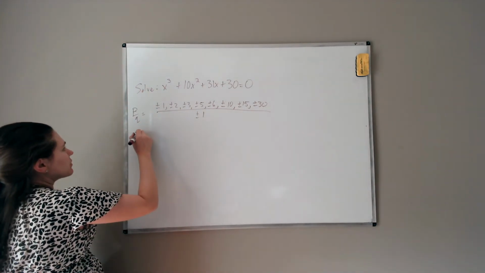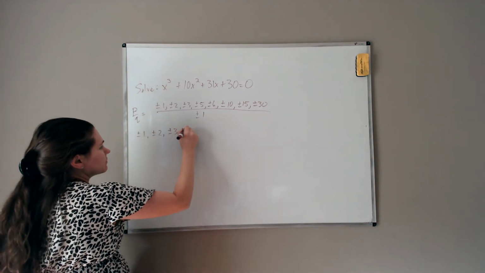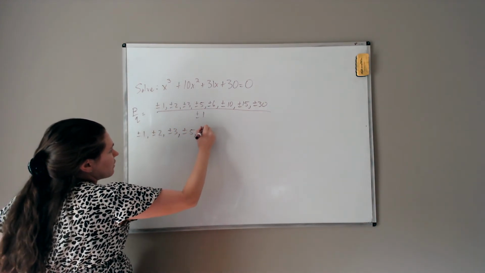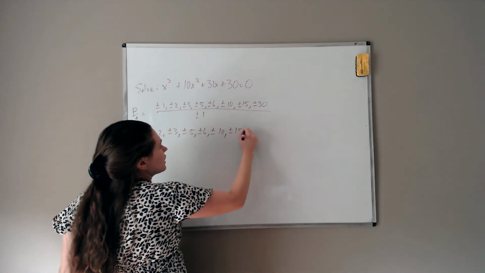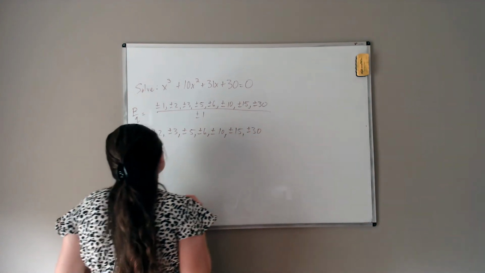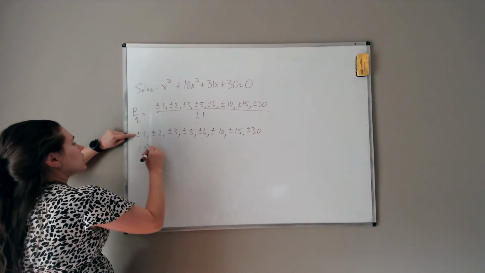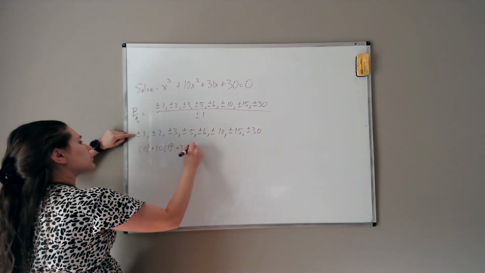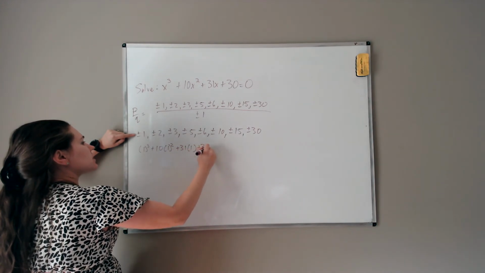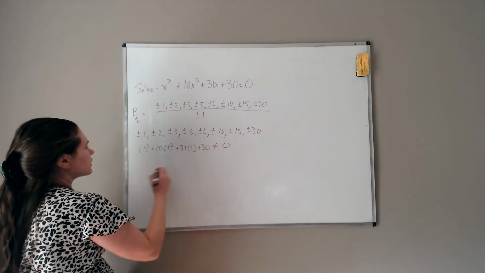So our list is going to be plus or minus 1, plus or minus 2, plus or minus 3, plus or minus 5, plus or minus 6, plus or minus 10, plus or minus 15, plus or minus 30. Okay, so we start going through, go through 1 first. So 1 to the third, plus 10 times 1 to the second, plus 31 times 1, plus 30. Okay, if you notice, these are all positive, so we know this can't equal 0.